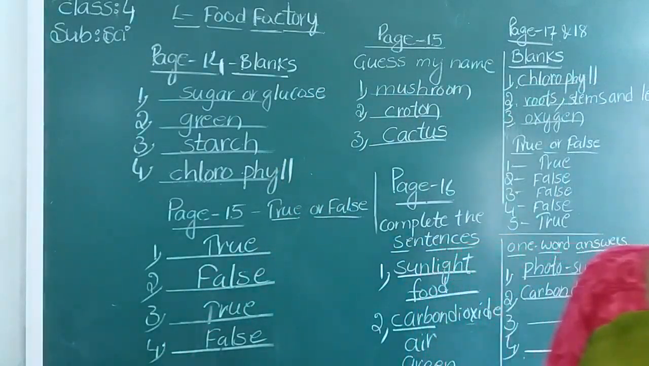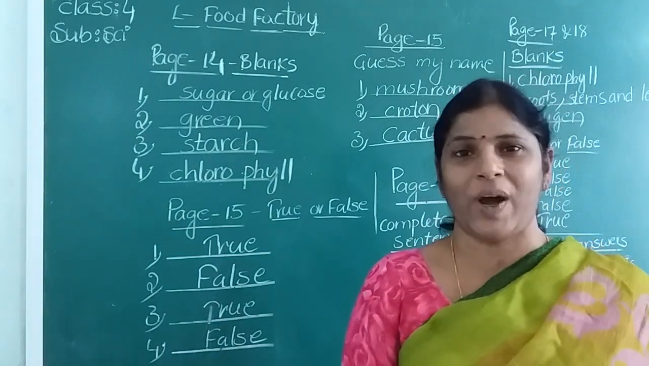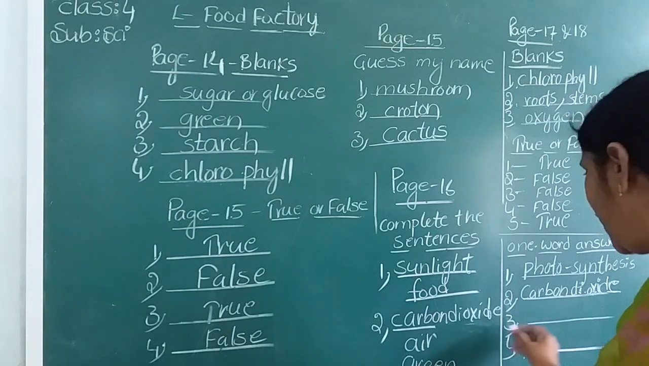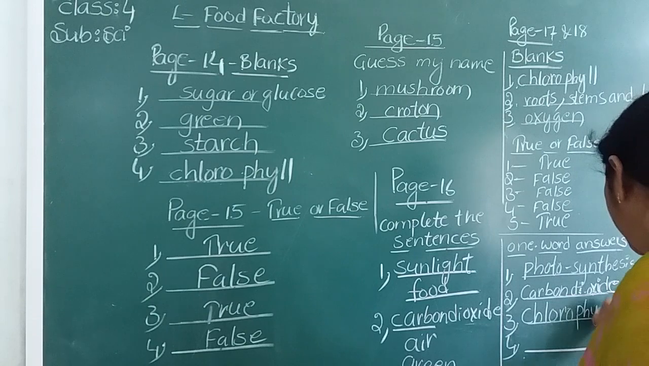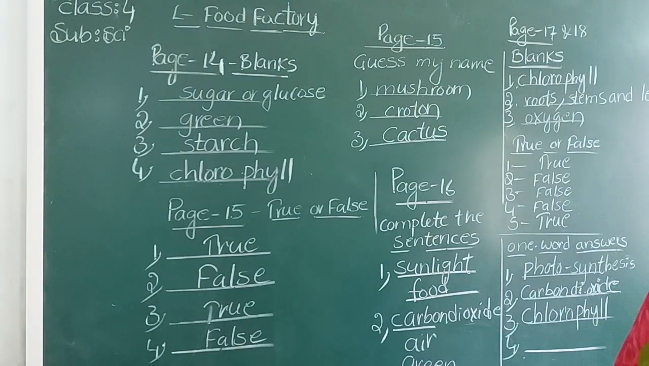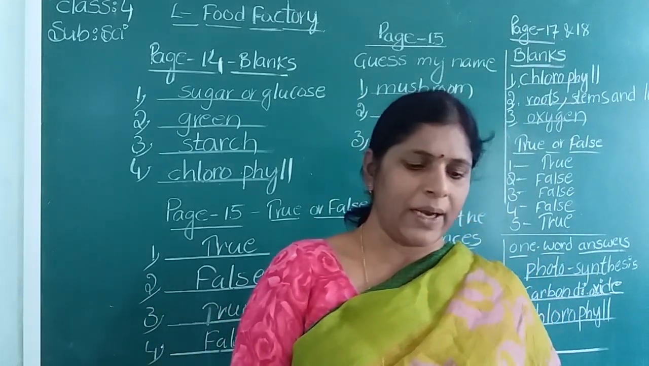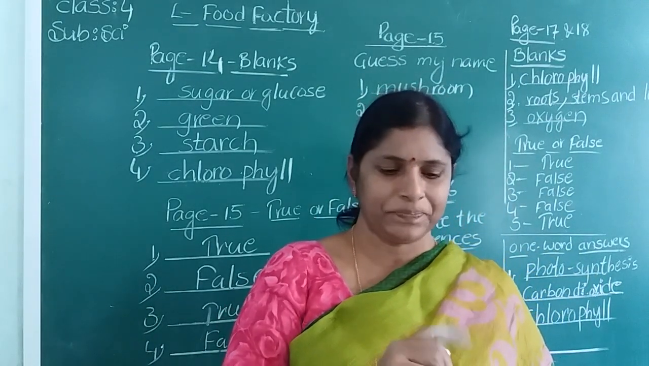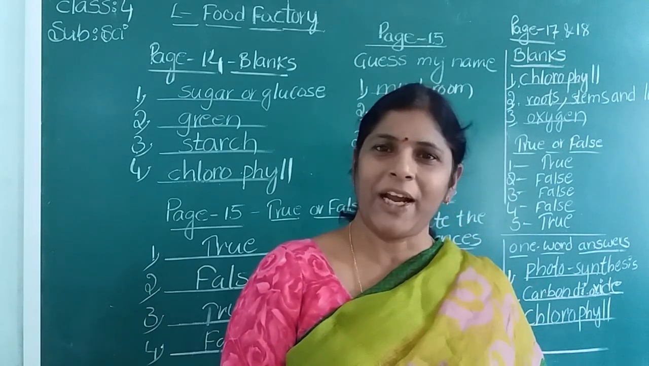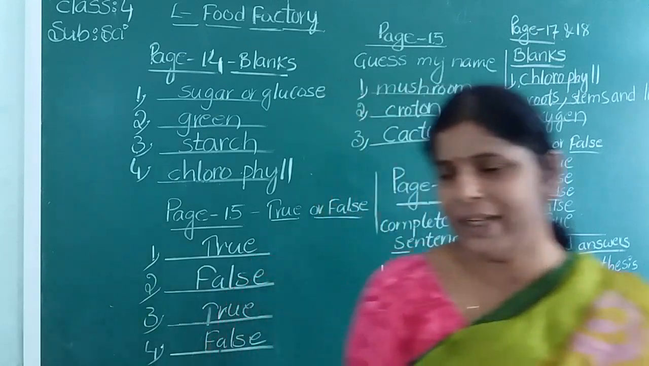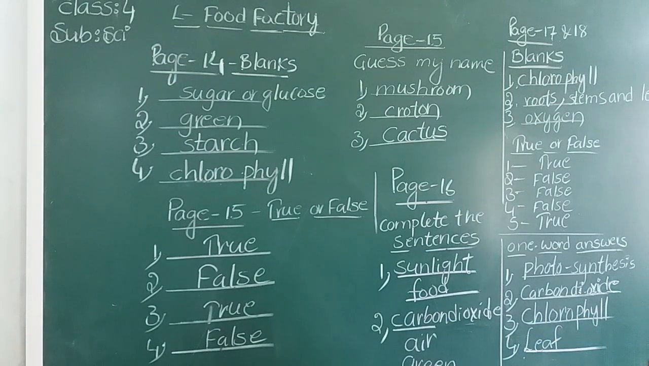Now, the green color pigment found in the leaves. Third question. What is that? Chlorophyll. That is called chlorophyll. C-H-L-O-R-O-P-H-Y-L-L. Is it clear? Now go to the next question. The part of the plant where food is made. Which part of the plant prepares food? Leaf only. L-E-A-F. Leaf.